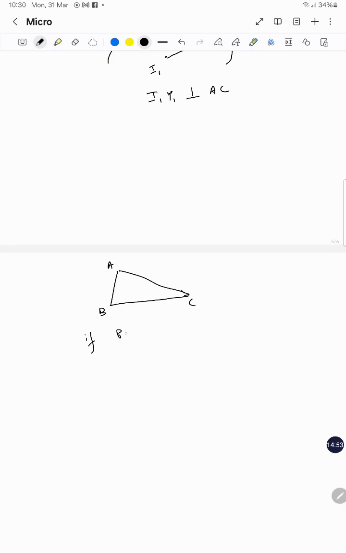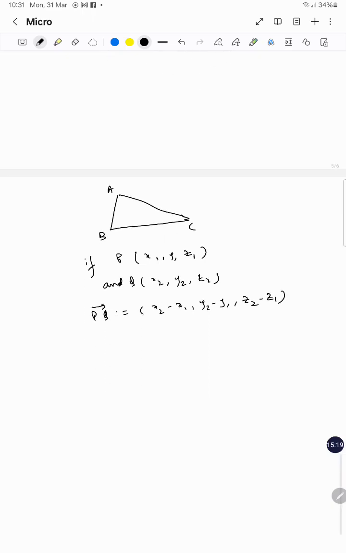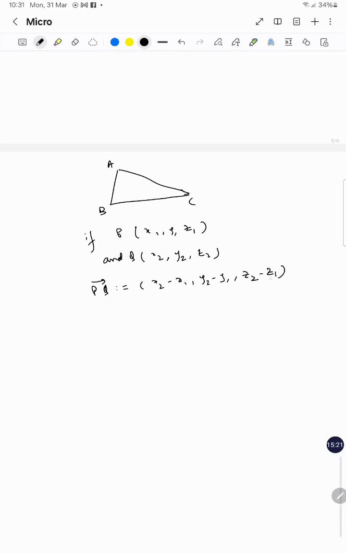If the normalized coordinates of P are x1, y1, z1, and those of Q are x2, y2, z2, then the displacement vector PQ is defined as x2 minus x1, y2 minus y1, z2 minus z1. Over here, these are not the barycentric coordinates. This is just a way to represent this vector PQ. So the sum of these coordinates is not 1, rather it's 0.